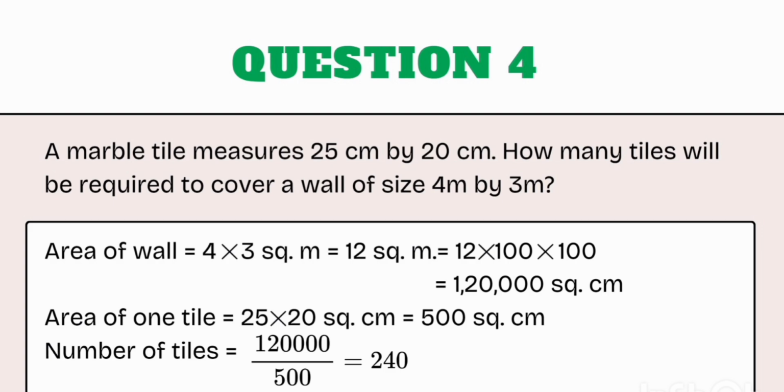Now area of one tile equals 25 into 20 centimeter square, that is equal to 500 centimeter square. So number of tiles equals area of the wall divided by area of one tile. So 1,20,000 divided by 500, that is equal to 240. So 240 tiles will be required to cover a wall of size 4 meter by 3 meter.